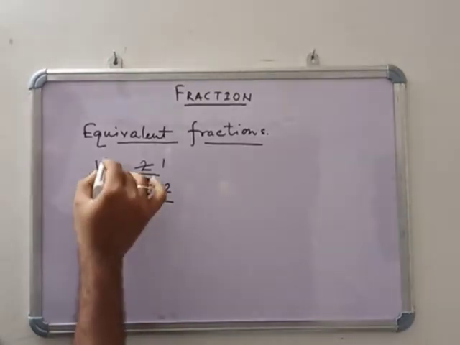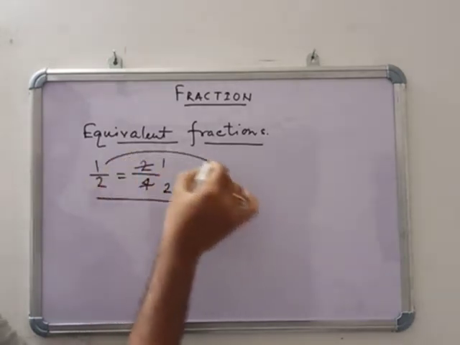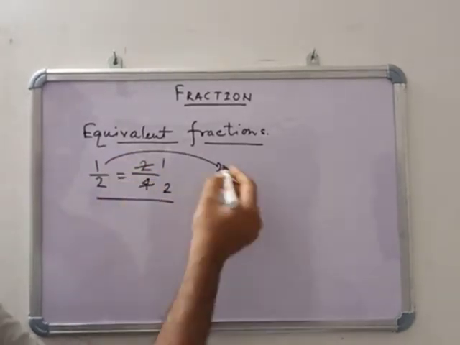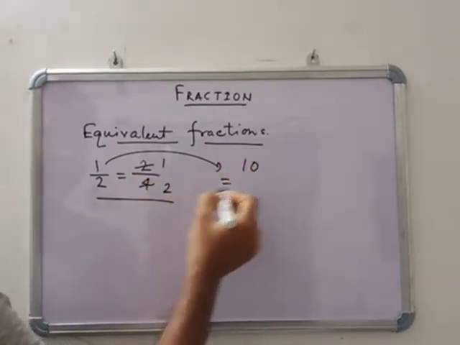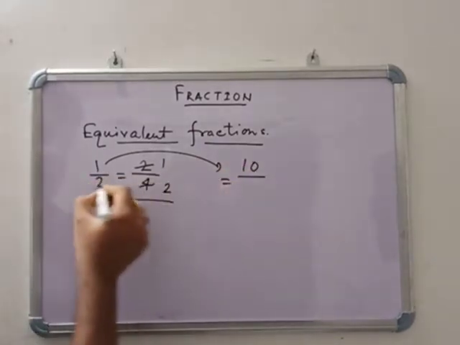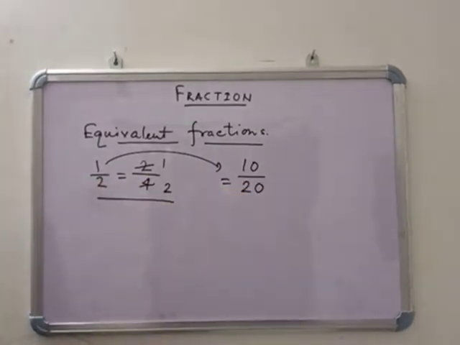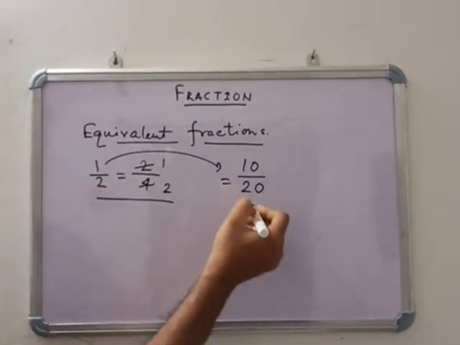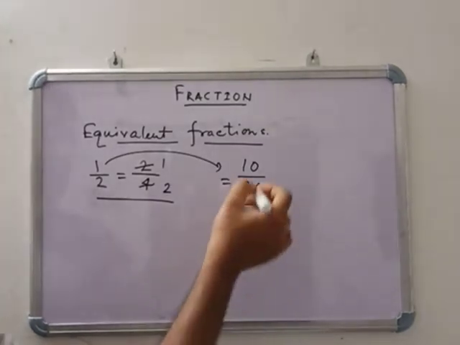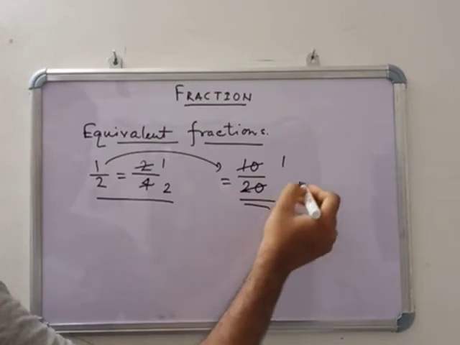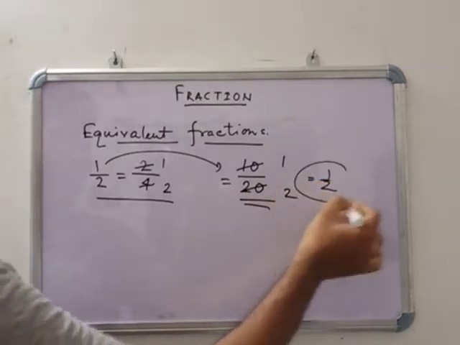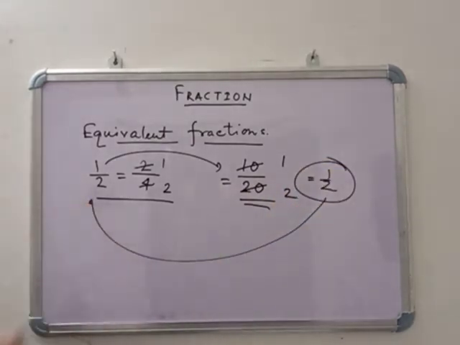Similarly, suppose we multiply by 10. Then 10 into 1 is 10 and 10 into 2 is 20. So an equivalent fraction of 1/2 is 10/20 as well. Why? Because if we cancel by 10 we get 1 and if we cancel by 10 we get 2, so the same fraction as before. So we can say that this is an equivalent fraction.